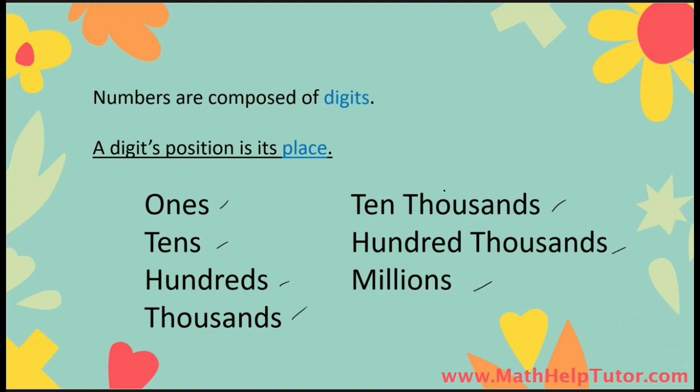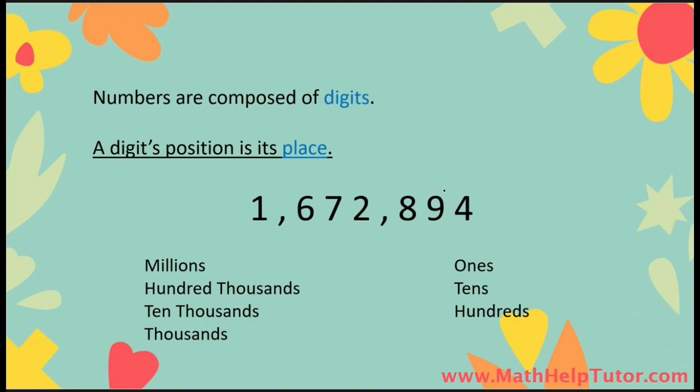These are what we call places of a number's digits, and they are arranged in a specific order. Let's have an example so I can better show you what places are and how they are arranged. Remember, we mentioned that digits have a particular place, which is of a specific arrangement.